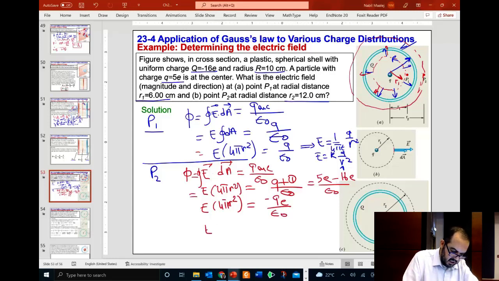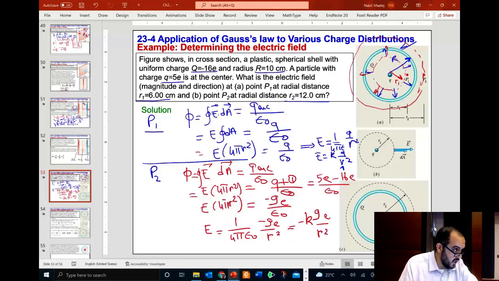And I can get the electric field is equal to 1 over 4 pi epsilon 0 times minus 9e divided by r squared. So this is equal to minus k times 9e, which is the charge, small q plus capital Q, divided by r squared.